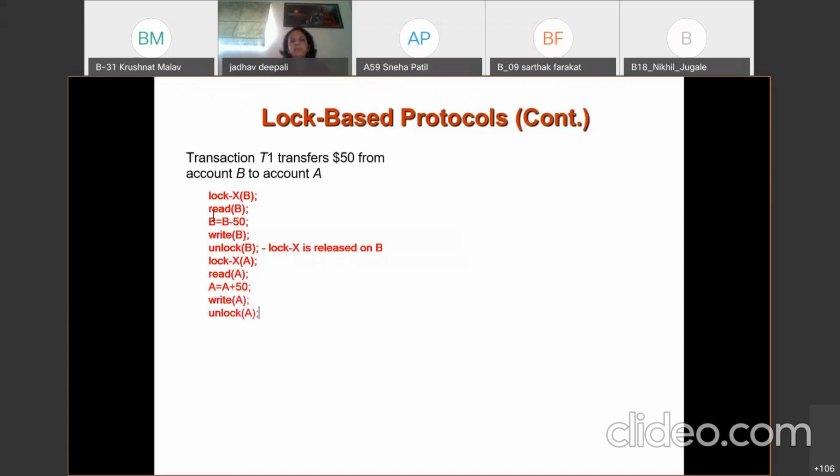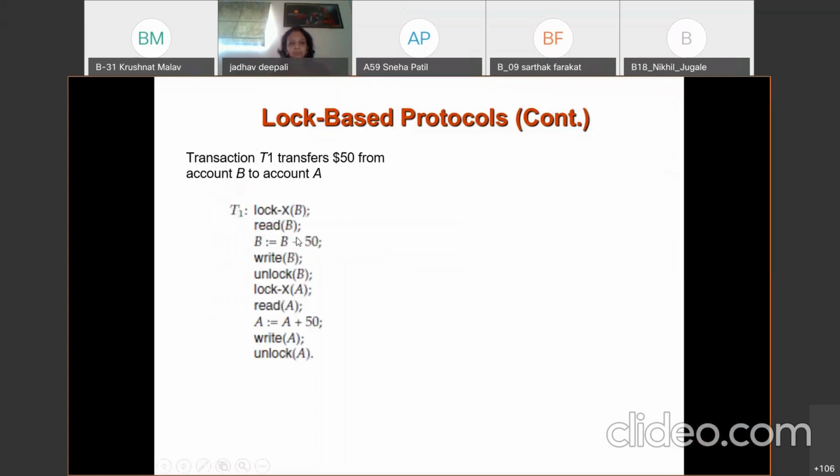So in this way, it is a simple transaction. Only what we added here is lock; the remaining instructions we have already seen in the previous transaction. It first locks the data item B in exclusive mode, performs read and write, then unlocks it. It locks the data item in exclusive mode, performs both read and write, and then unlocks it. So these new instructions we have studied here, that is lock and unlock. Okay. So this is transaction T1.